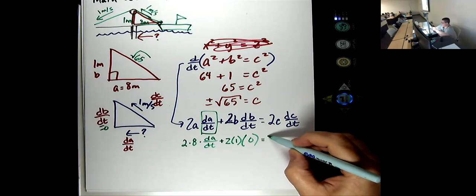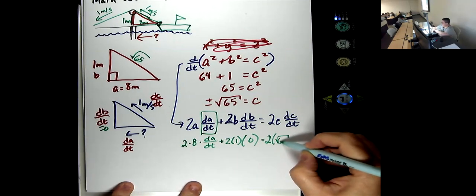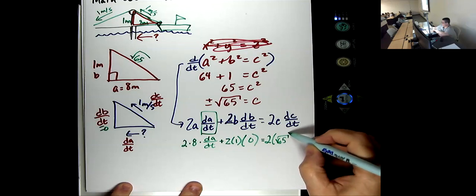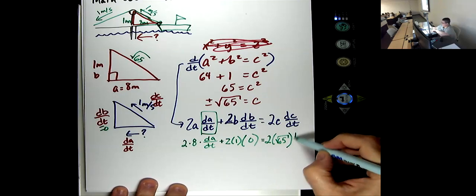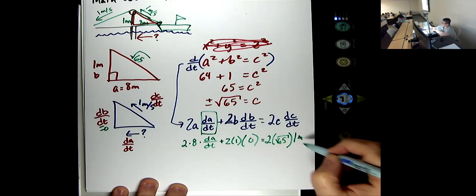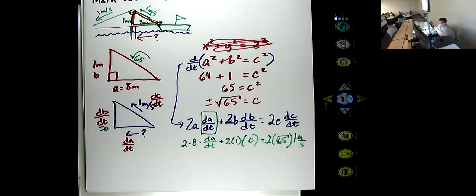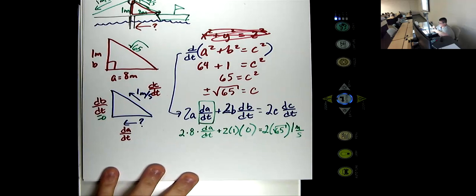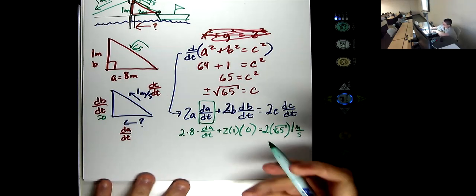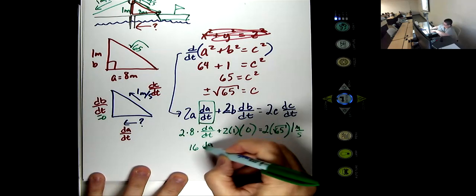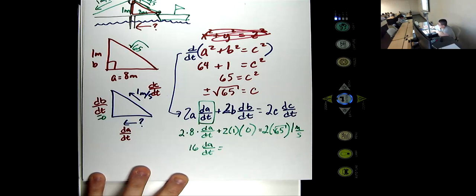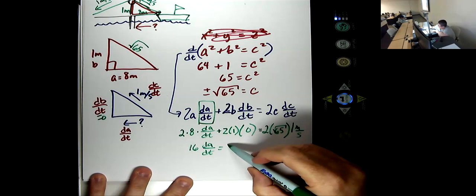C we had was a fun square root of 65. And dC/dt was 1 meter per second. We know this is all going to end up in meters per second. So what do we have when we clean this up? I've got 16 dA/dt, which is what we're solving for, equals 2 root 65.